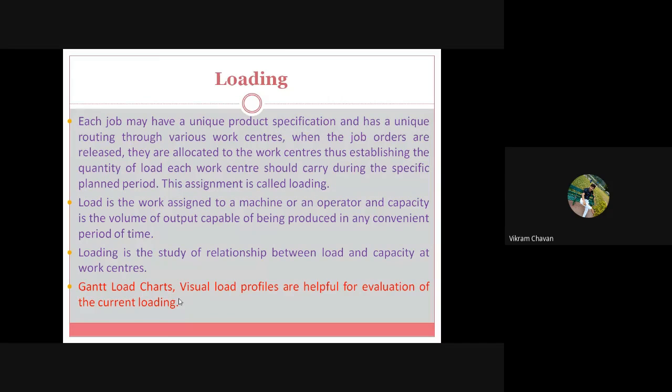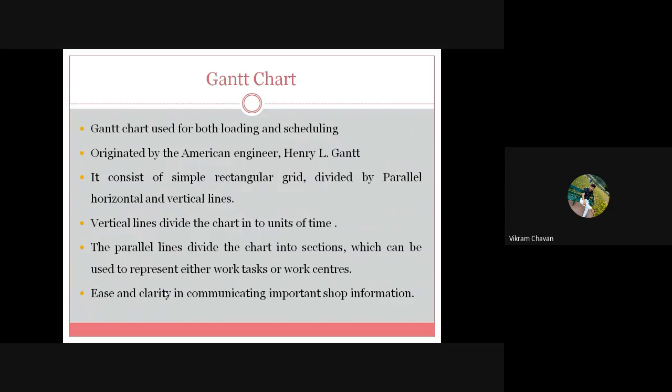Okay, planned thing and the actual thing on a time basis. So these Gantt charts or visual load profile charts will be generated to compare the plans with the actual things. Okay, so understood what is meant by loading? What is meant by loading? Now, first we try to understand what is meant by Gantt chart.